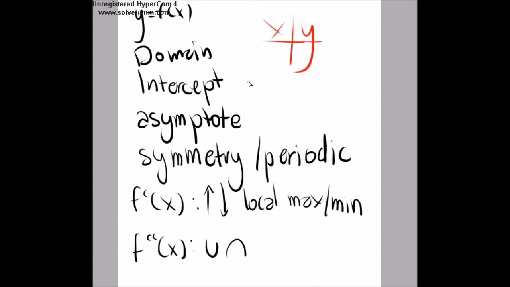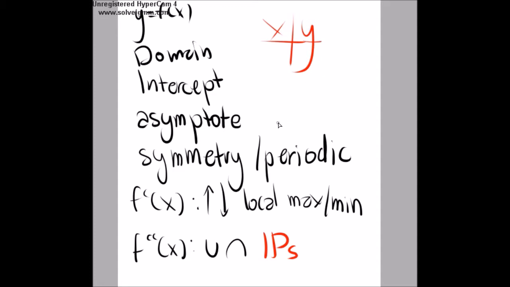In order to do that, we have to find several important things regarding this graph, which include the domain, any x or y intercepts, any horizontal or vertical asymptotes, the symmetry or the period of the function, and the first derivative of f of x, which will allow us to find when it's increasing or decreasing, which will in return allow us to find any local maxes or mins. And then the second derivative of f of x, which allows us to find when it's concave up or concave down, and any points of inflection on the graph.